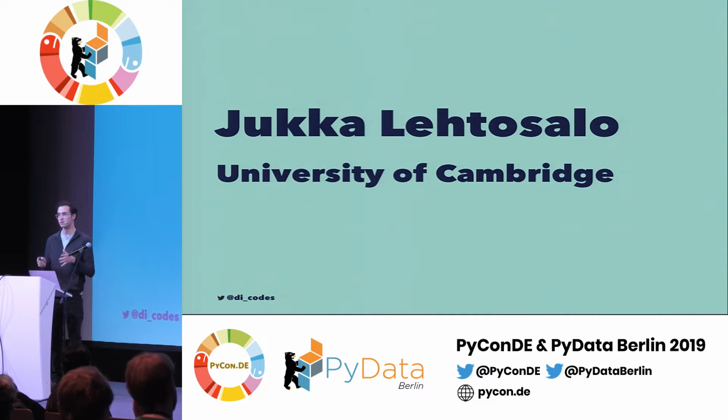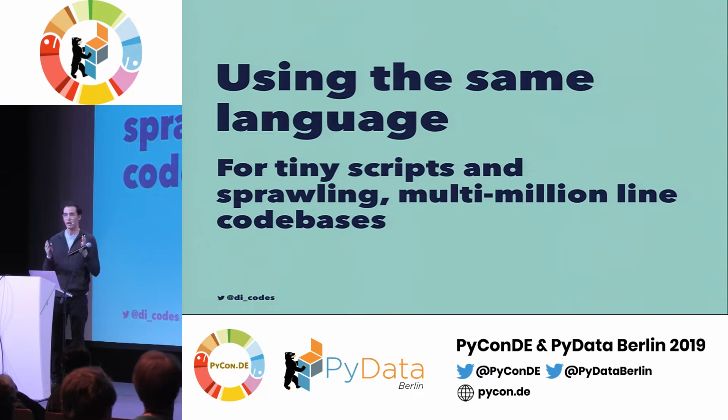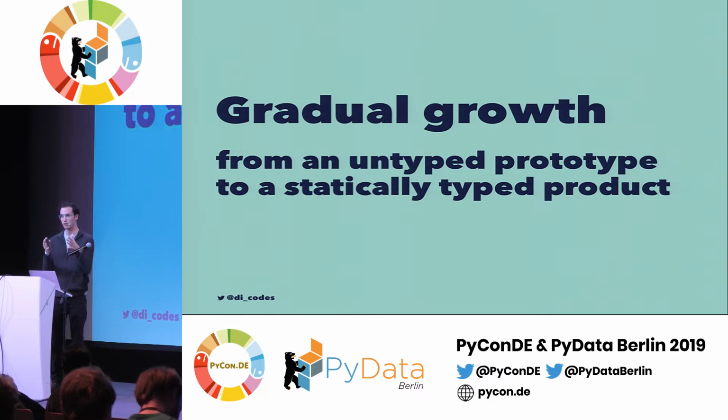And his thesis was about the unification of statically typed and dynamically typed languages. Interesting. He wanted to use the exact same language for everything from a very tiny script, where you don't really need static typing, to a sprawling multi-line code base like what Dropbox had, where you kind of start to need static typing. And he was focused on having a gradual growth, basically being able to take code that was untyped and slowly add type annotations until it became typed, which means that you don't have to do it all at once. You don't have to type your entire code base at one time.